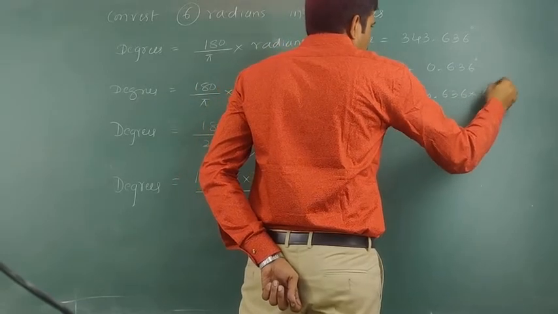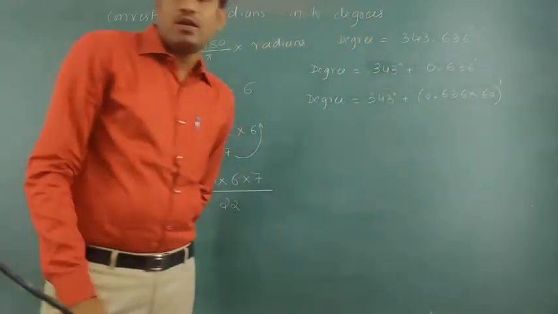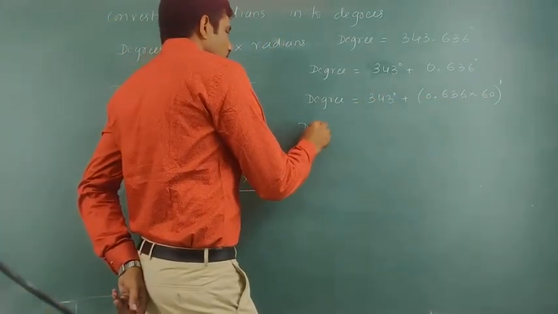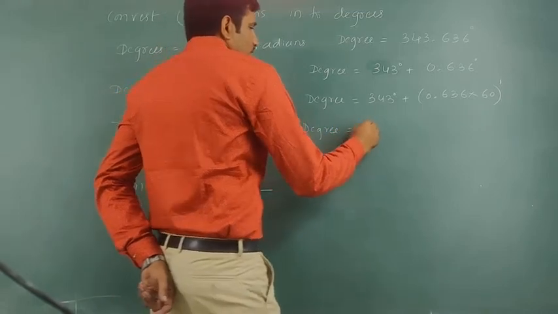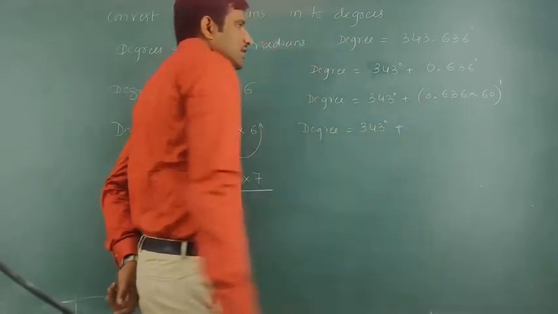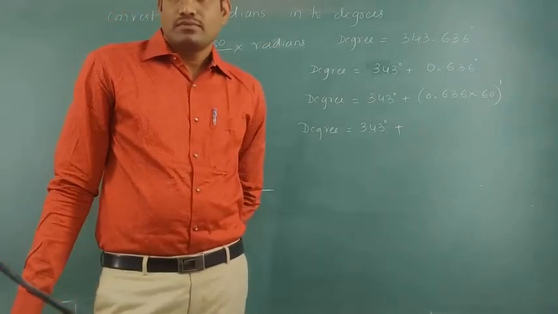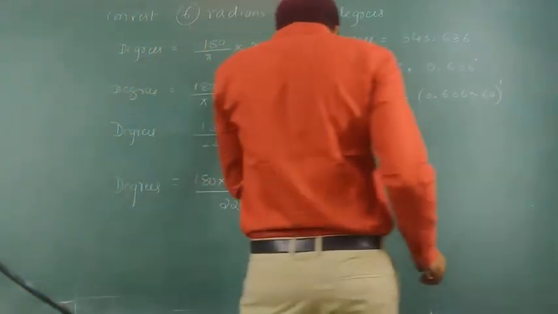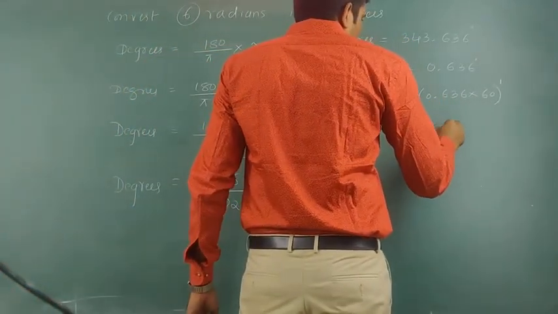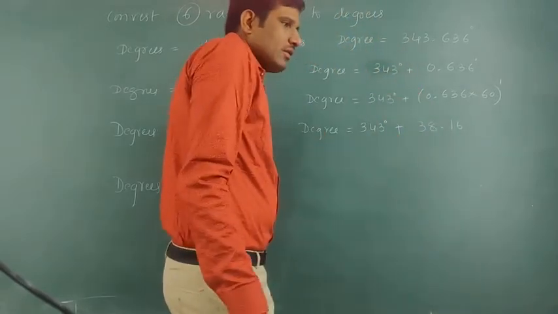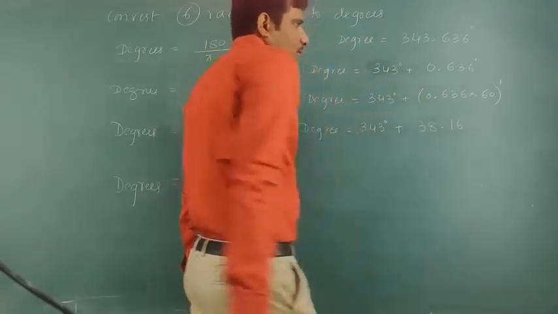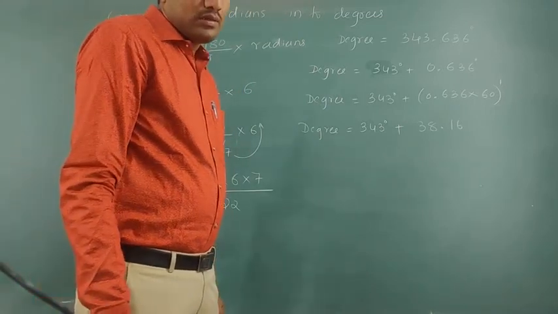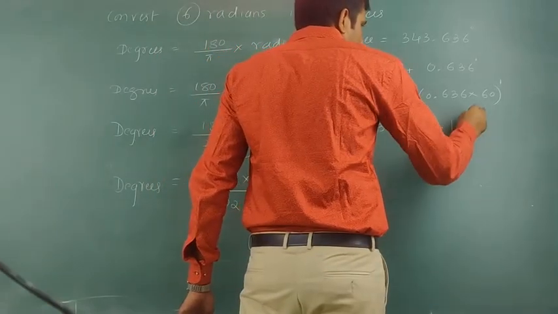Now I will multiply 0.636 by 60. When we multiply by 60, that degree will be converted into minutes. So what is 0.636 into 60? 38.16. 38.16 minutes.